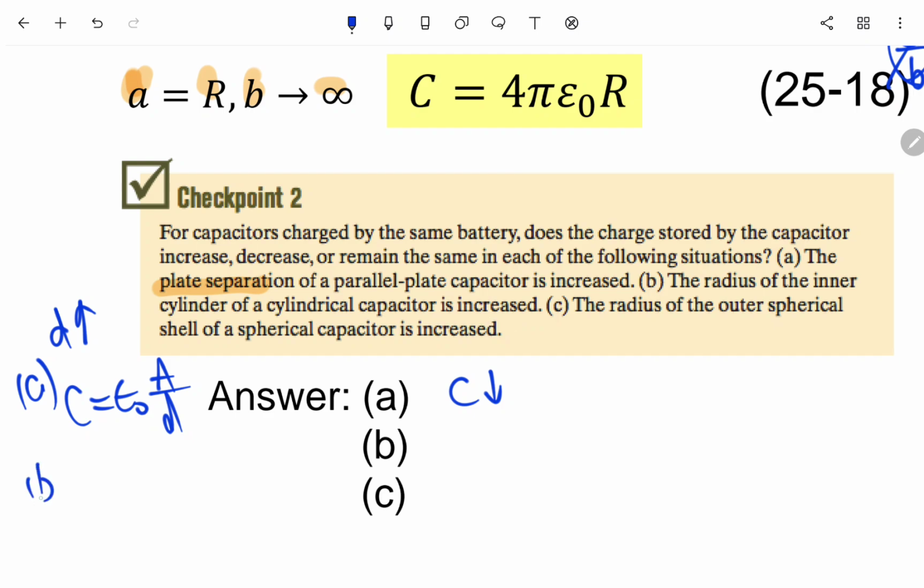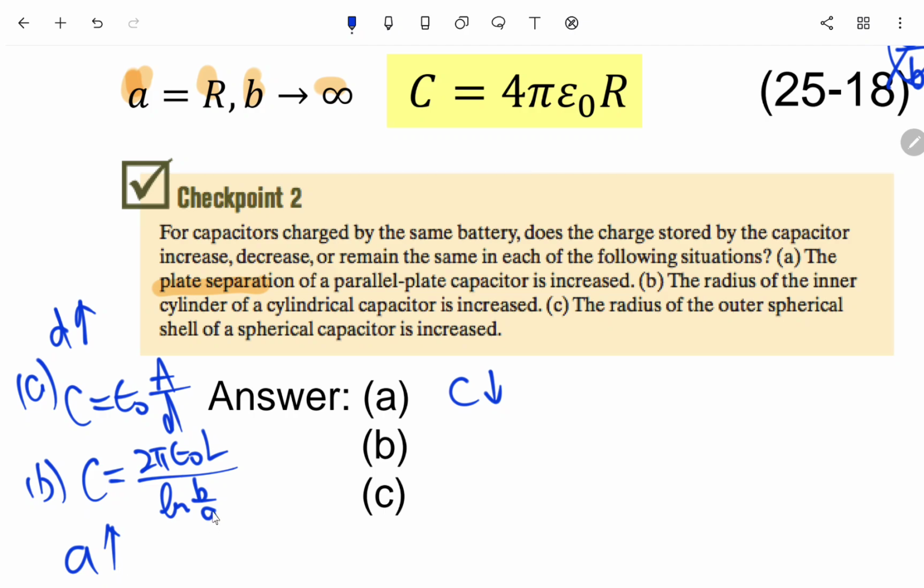Okay, so for part B, C equals 2 pi epsilon naught L over natural log of B over A. Here it says the radius of the inner cylinder is increased, which means A increased.